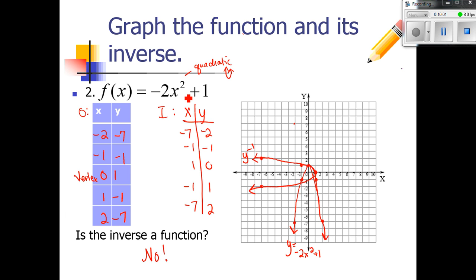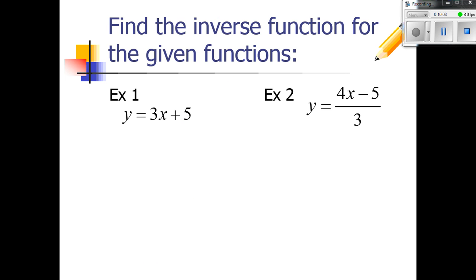All right, so now that's how you do it with graphing. Now we are going to do this with equations. So we're going to find the inverse function given a function. All right, here we go. So I have y equals 3x plus 5. What we do is we interchange the x and the y, just like we did with the table, but now we're going to do that with the equation, and we solve for the new y.